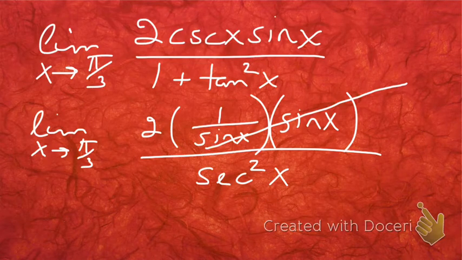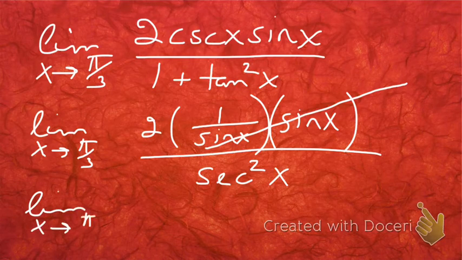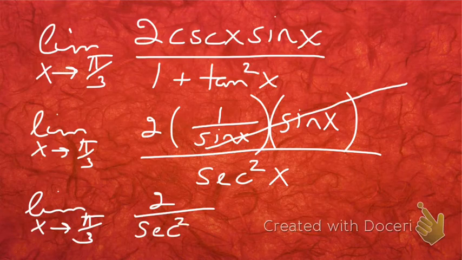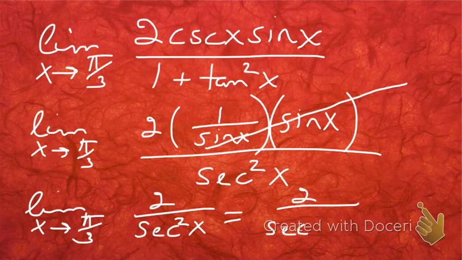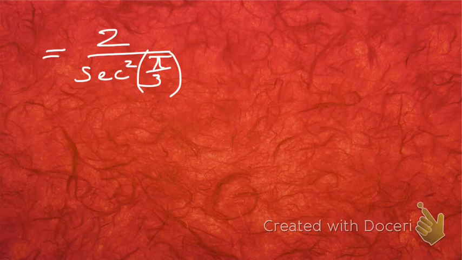Let's see what remains. That is the limit as x approaches 1/3 of a pi of 2 divided by the secant squared x. Okay, well, I don't have any more simplifying to do. Let me go ahead and make that substitution. That's 2 divided by the secant squared of 1/3 of a pi.